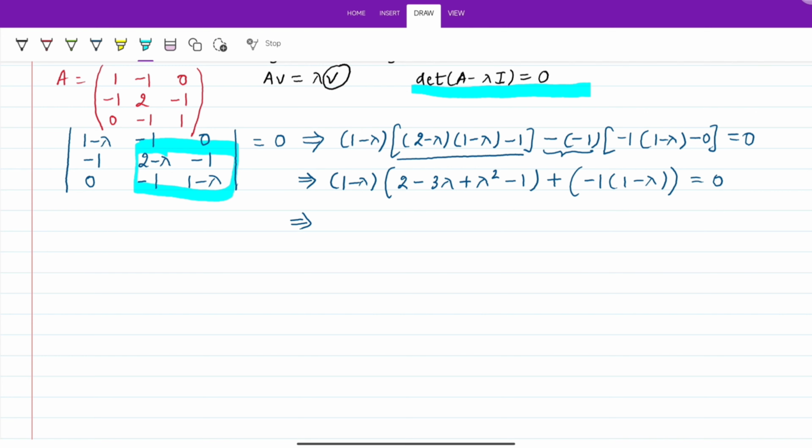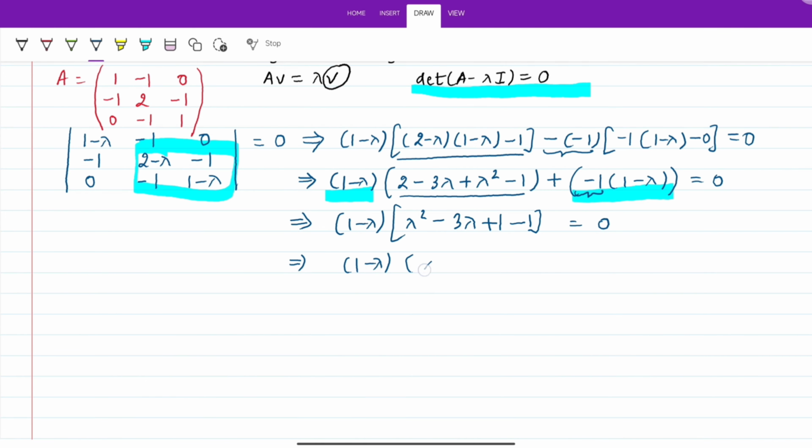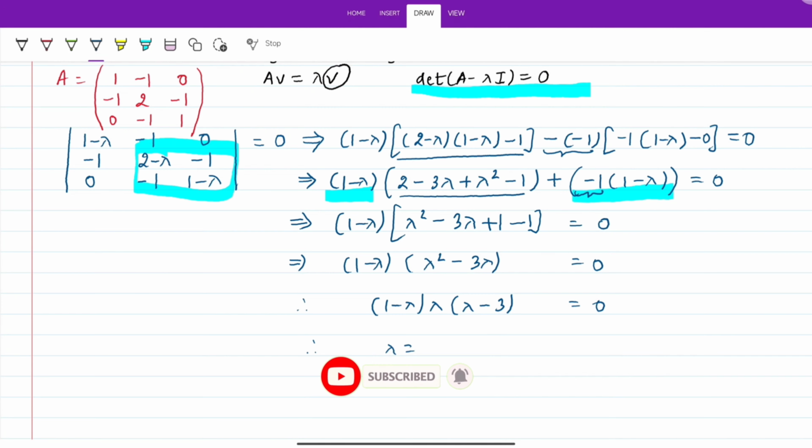It can be seen that 1 minus lambda is a common factor in both the terms. We factor out 1 minus lambda and this simplifies to lambda square minus 3 lambda plus 1, and we have this negative 1 here is equal to 0. This gives us 1 minus lambda, lambda square minus 3 lambda is equal to 0. Therefore we get 1 minus lambda, we can take lambda common and we will be left with lambda minus 3 is equal to 0. Thus, we get the values as lambda is equal to 0, 1 and 3. These are the 3 eigenvalues of the given matrix A.